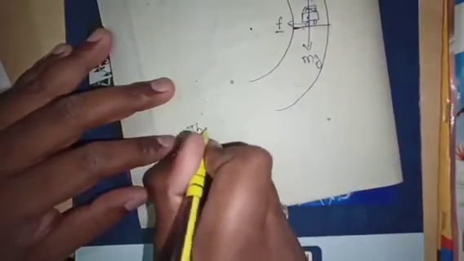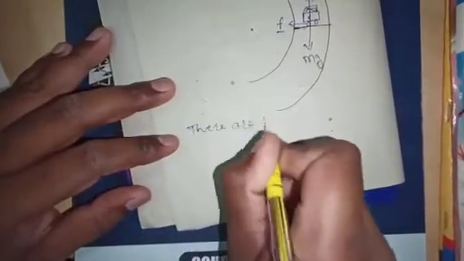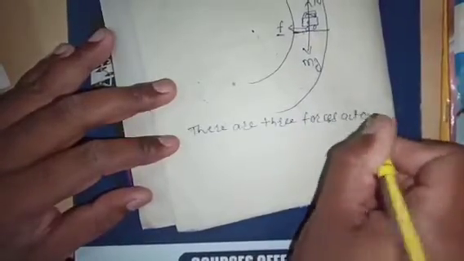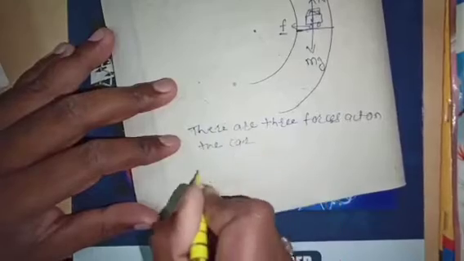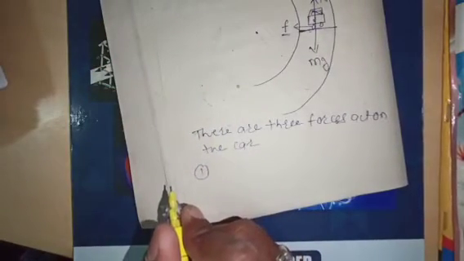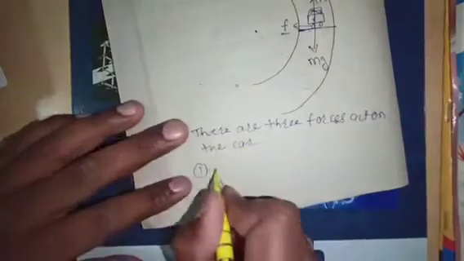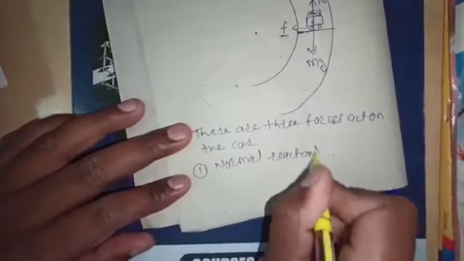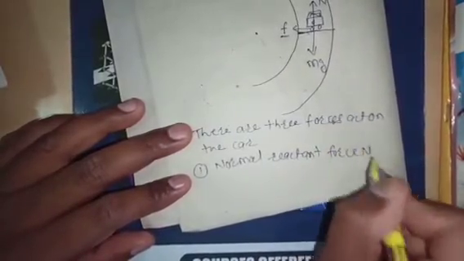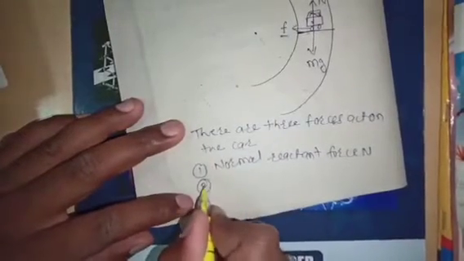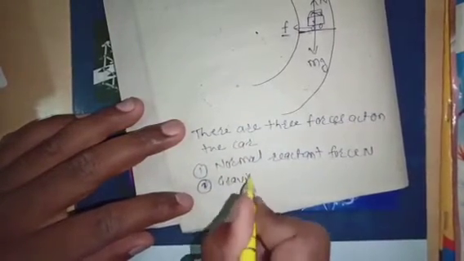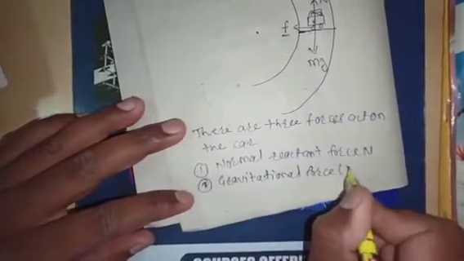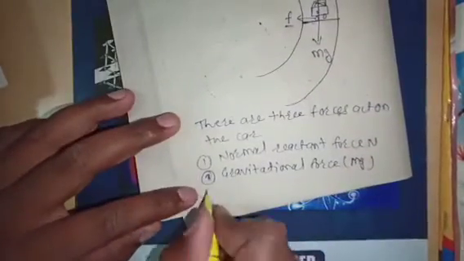In that case, there are three forces acting on the car. The first force is the normal reaction force N, and the second is the gravitational force mg. The normal reaction force N acts normal to the object. The gravitational force mg acts in a downward direction.